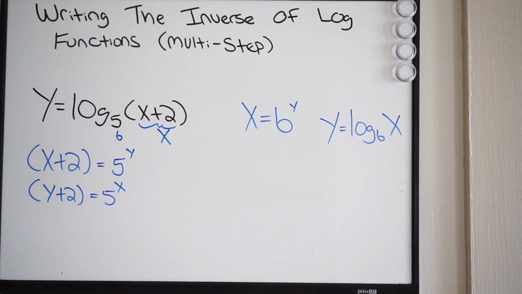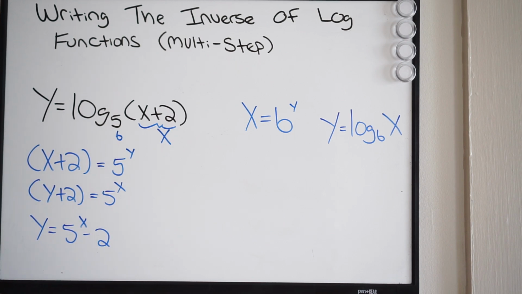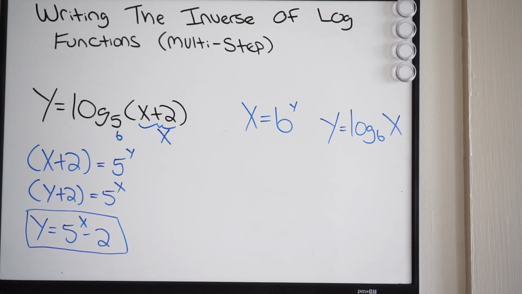Alright, we're almost done here. We just want this to say y equals now, so we subtract 2 on both sides. And that is done. That's all there is to it. Okay, so the inverse of log base 5 of x plus 2 is y equals 5 to the x power minus 2. Alright, so this is your inverse. Okay, let's try another example here.